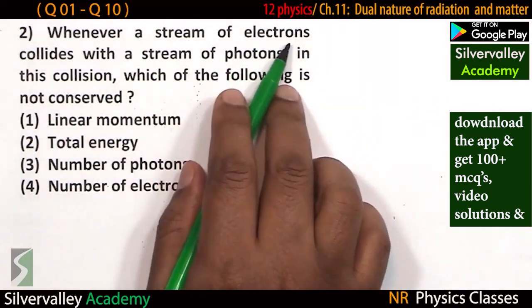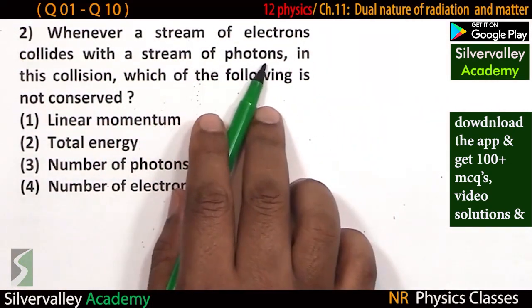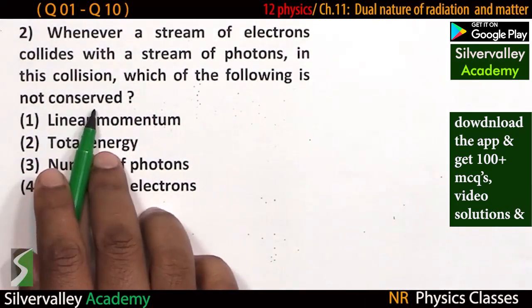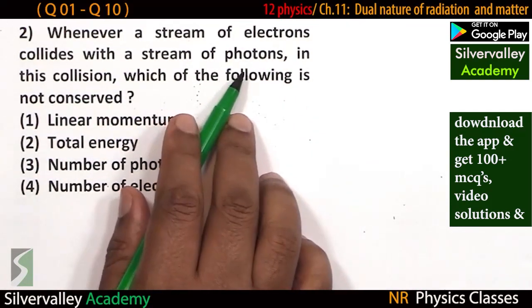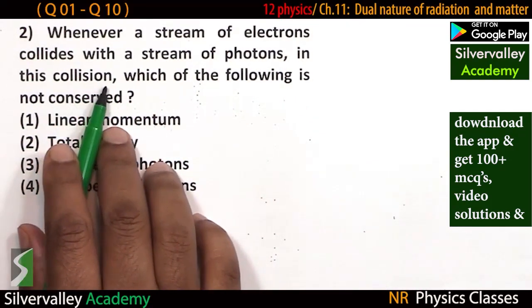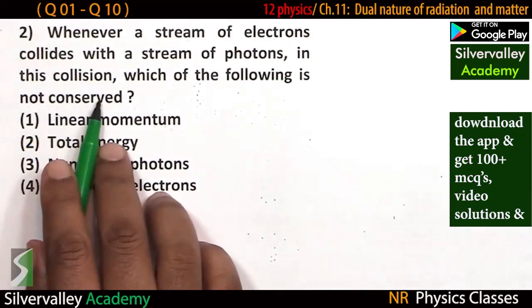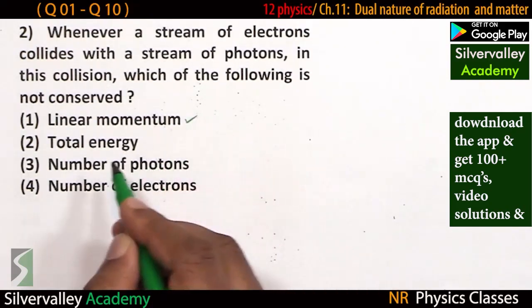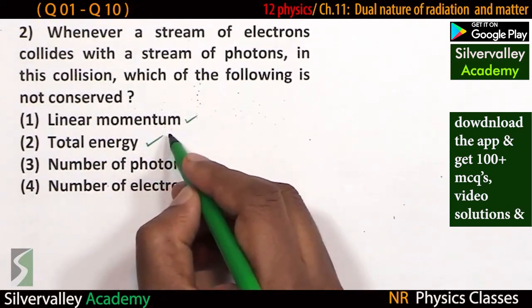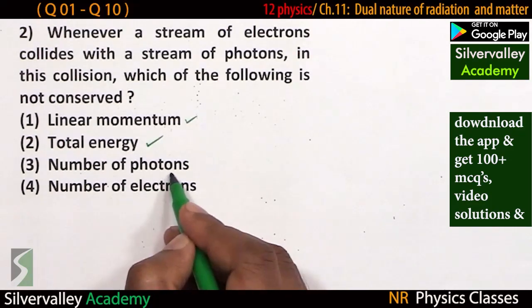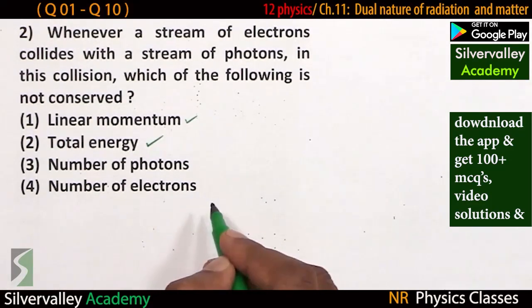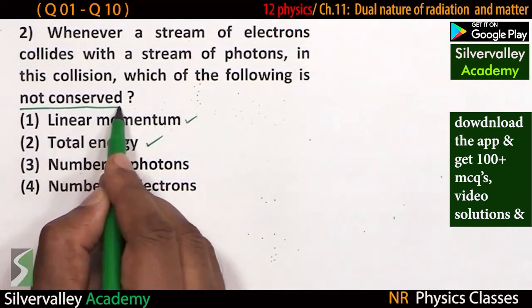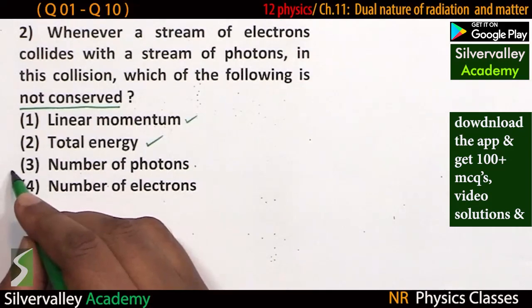Whenever a stream of electrons collide with a stream of photons, in this collision, which of the following is not conserved? Electrons colliding with photons or photons colliding with electrons. Okay. Which of the following is not conserved? Linear momentum, it is always conserved. Total energy, conserved. Number of photons, number of electrons. Which of the following is not conserved? Number of photons is not conserved.